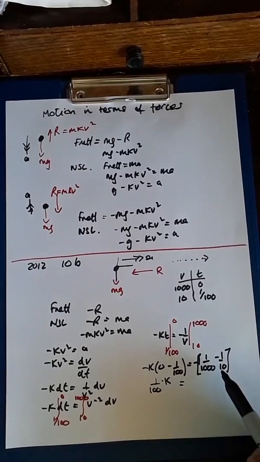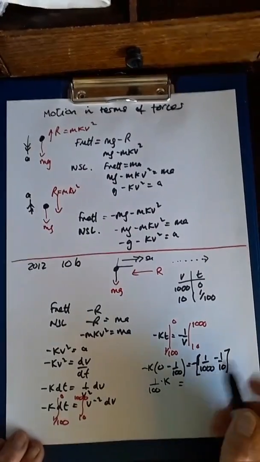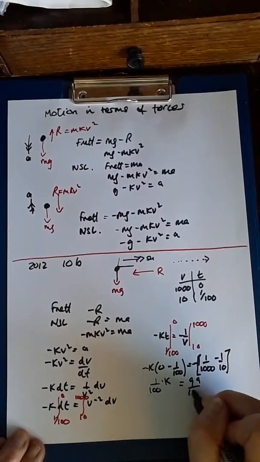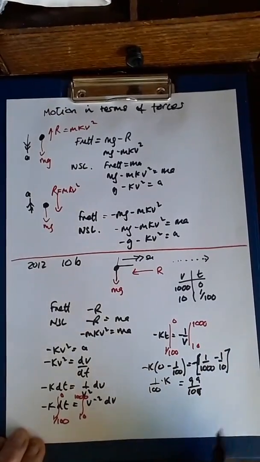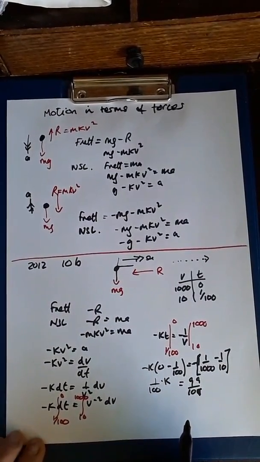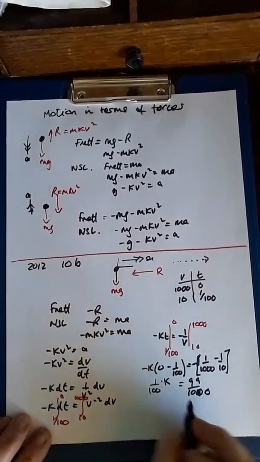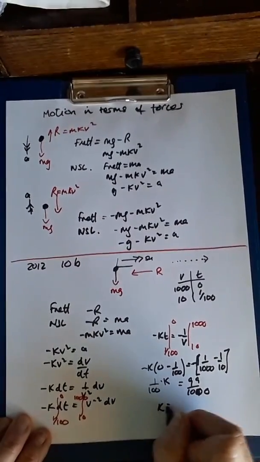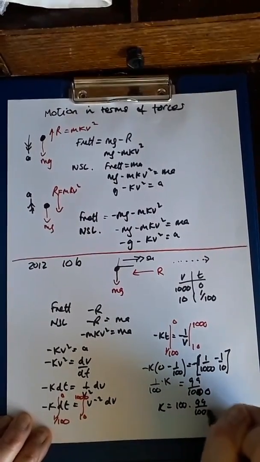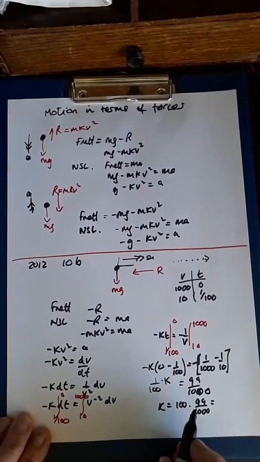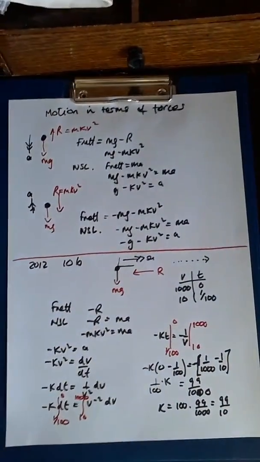1 over 10, it becomes minus 99 over 1000. And I have a minus outside as well, so that's going to be 99 over 1000 when I subtract that. Okay, so k is equal to 100 times 99 over 1000, which of course is 99 over 10. So I've done the first part.